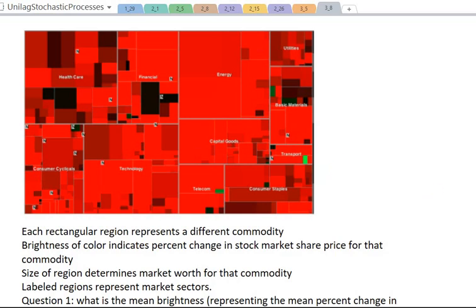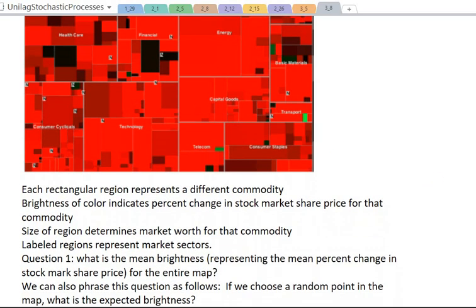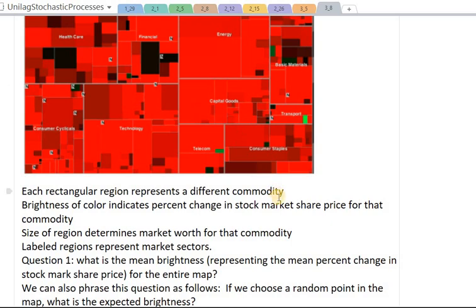We can phrase that question as, what is the mean brightness, which represents the mean percentage change in stock market price for the entire map? Of course, we're really interested in the number, but visually we can understand what's going on if we think about brightness. So let's think about the question, how would we obtain the average brightness over this entire map?